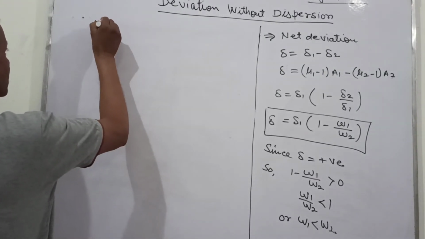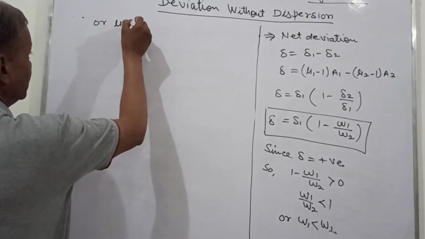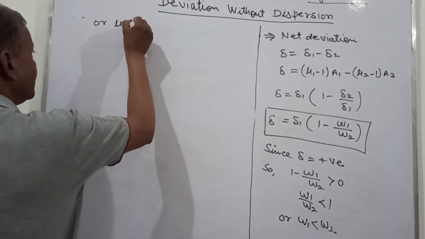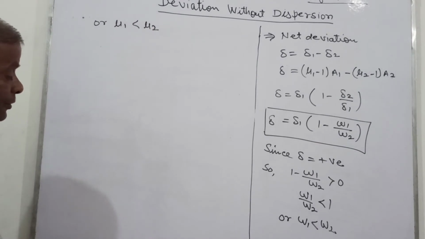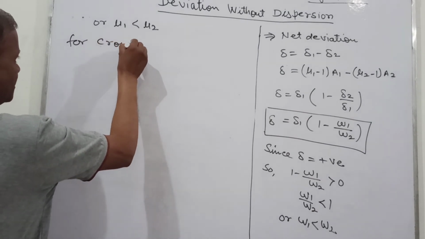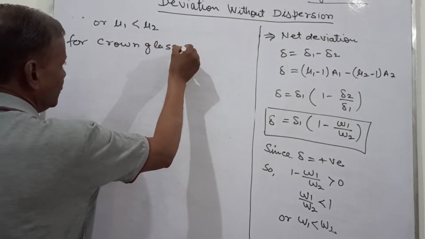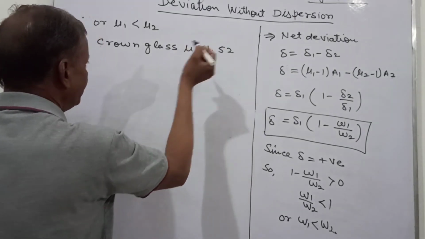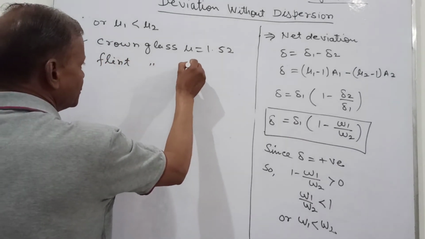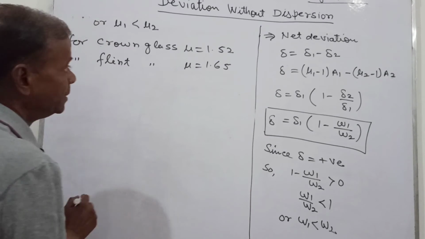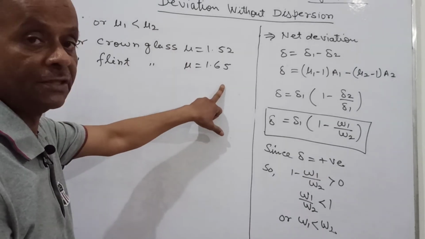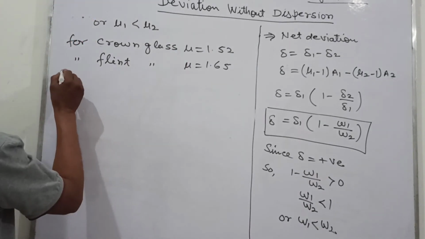Or mu 1 is less than mu 2, and we know that for crown glass mu is equal to 1.52 and for flint glass mu is equal to 1.65. It means that the first prism must be made of crown glass and the second prism must be made of flint glass.